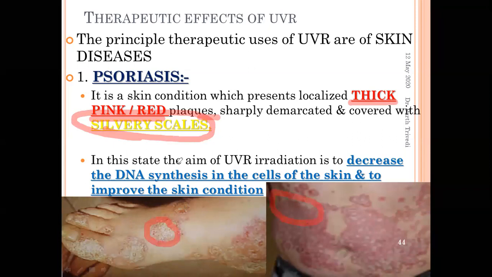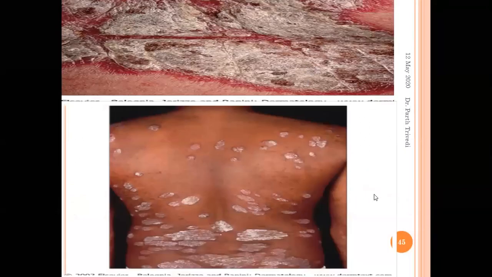UVR irradiation is used to decrease the DNA synthesis in the cells of the skin and improve the skin condition. Very important practical viva question: why do we use UVR in psoriasis? To decrease the DNA synthesis and improve the skin condition. Clear? So how do we generally use UVR? You can see the silvery scale structures. The difference between eczema and psoriasis is the silvery scales.